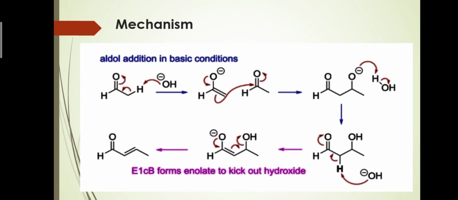The mechanism: aldol addition in basic condition. OH abstracts a proton, and an enolate ion is formed, which is conjugated. This enolate acts as a nucleophile and attacks the electrophilic carbonyl. A C-C bond is formed.